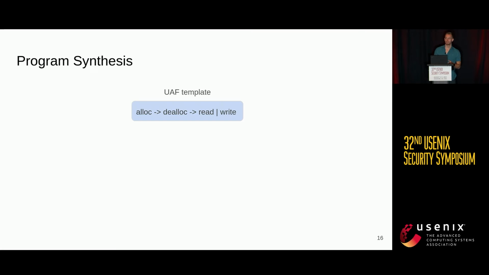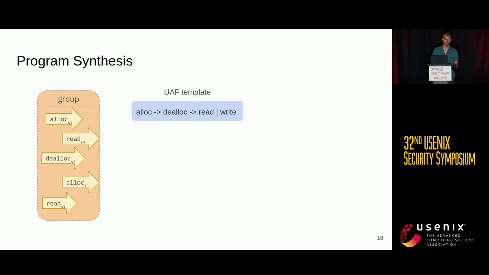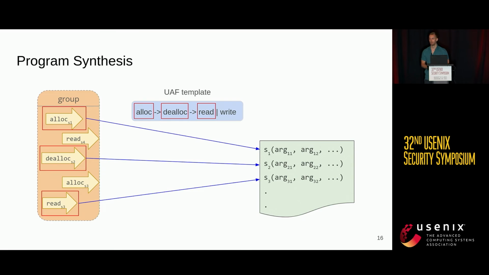The program synthesis is there to solve the temporal constraint. We use templates which define the order of actions that need to be performed to trigger a certain bug. For use-after-free, for example, this would be alloc, dealloc, and then some kind of use. After we choose the template, we choose a group randomly that offers all the required darts. Of these darts, we then choose a dart randomly, and since every dart has a system call and argument associated with it, we can immediately generate a program. And this program now can be executed against our target kernel.